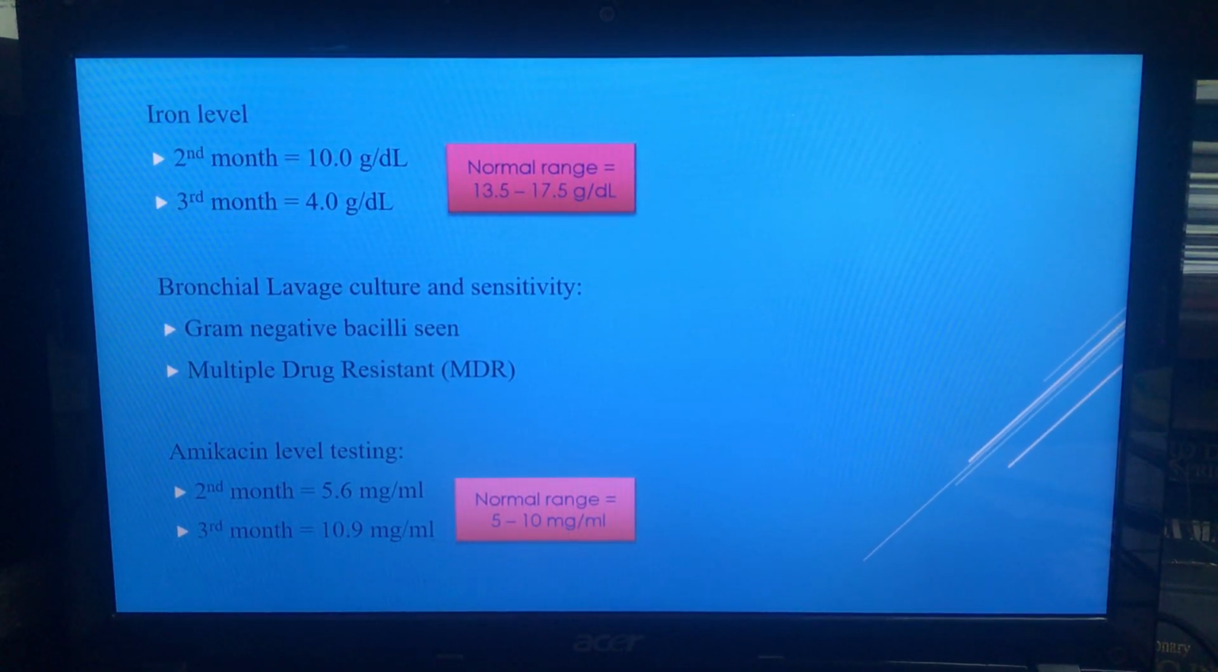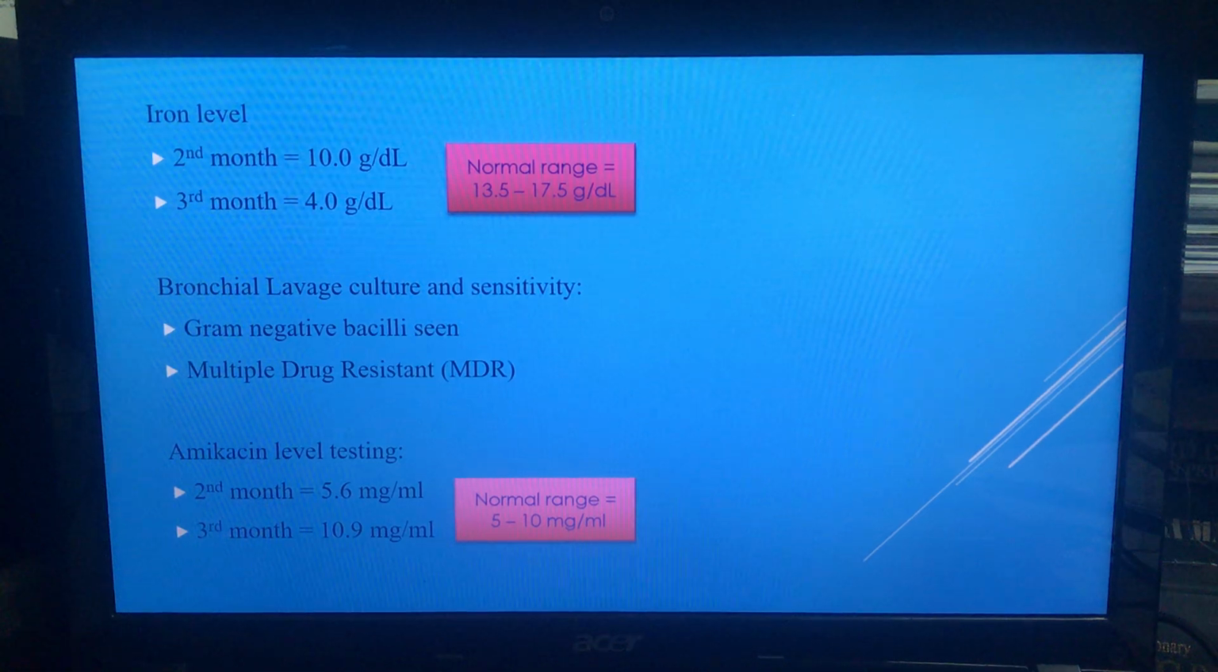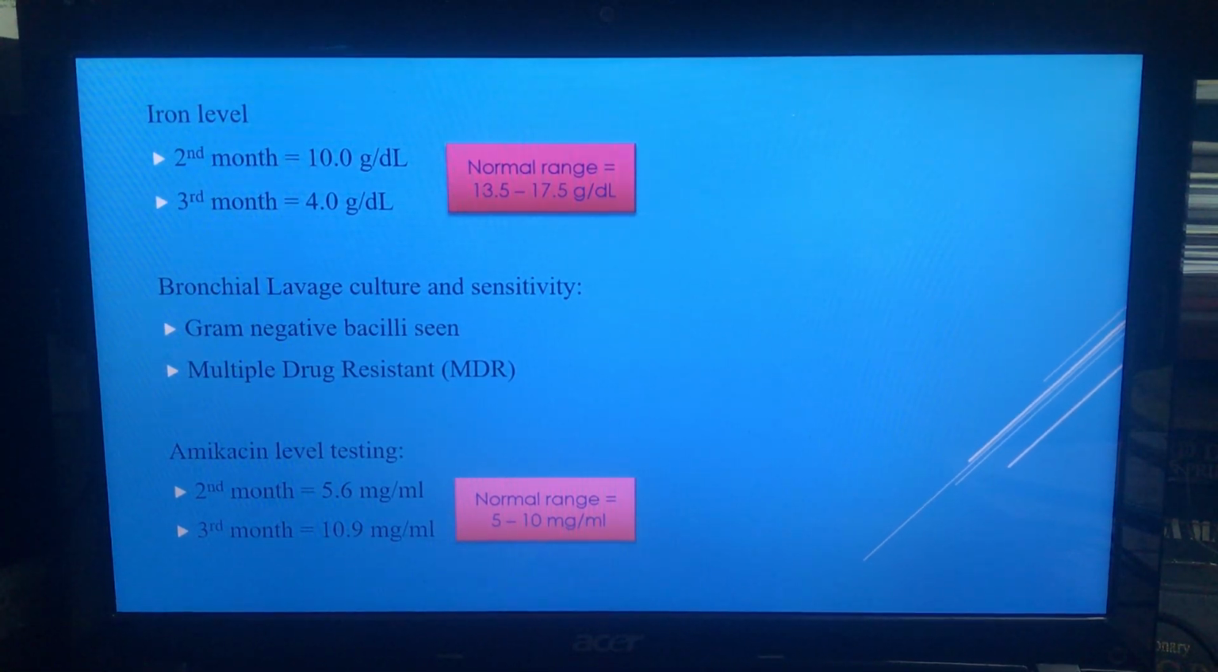The bronchial lavage culture and sensitivity were also done. The culture showed that gram-negative bacilli were seen, and sensitivity testing produced a multiple drug resistance towards the infection. Amikacin level testing was also done. However, the test was done only in the second month, as in the first month the patient had not been given any antibiotic.